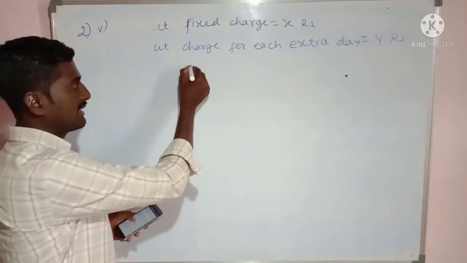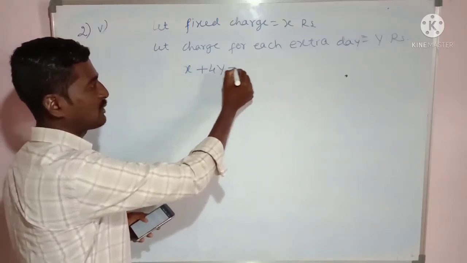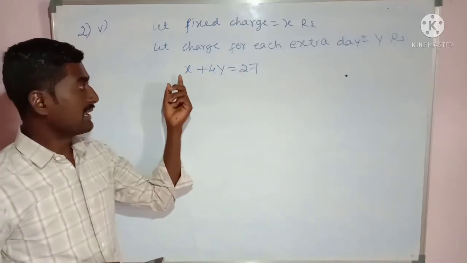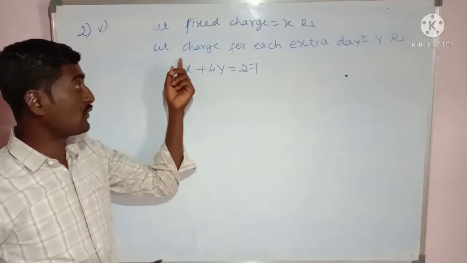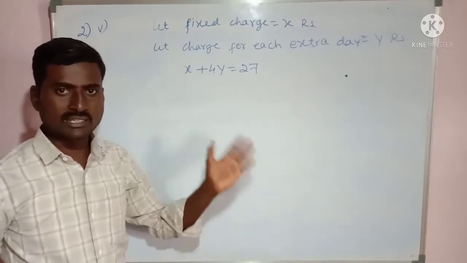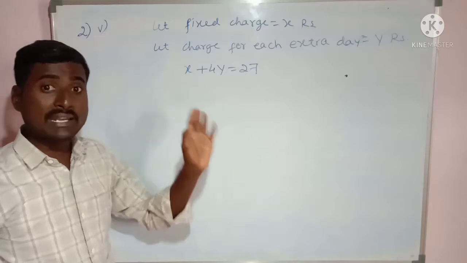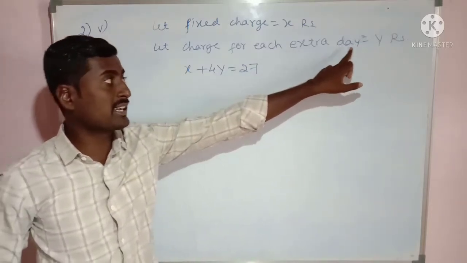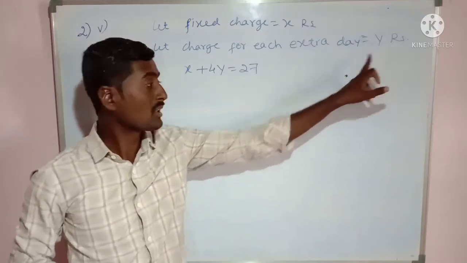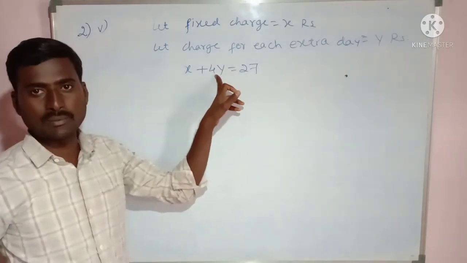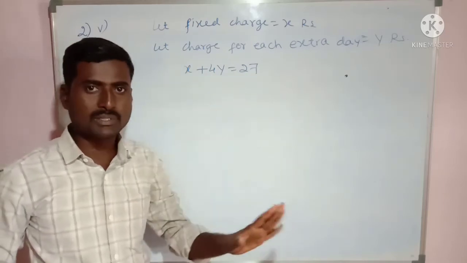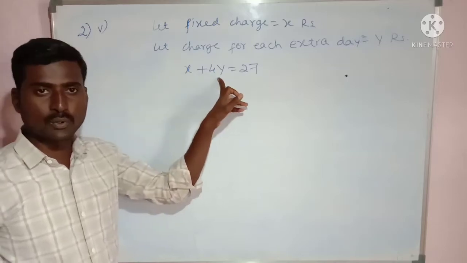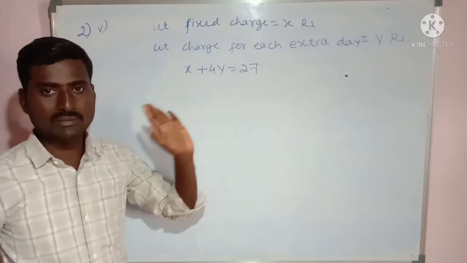I will write x plus 4y is equal to 27. See here, x is the charge for 3 days. It is fixed: for 3 days it is x rupees. Then for each extra day the charge is y rupees. How many days are remaining? 4 days remaining, because in total she kept it 7 days. So in the fixed charge 3 days are removed, and the remaining 4 days give 4y, so x plus 4y equals 27.